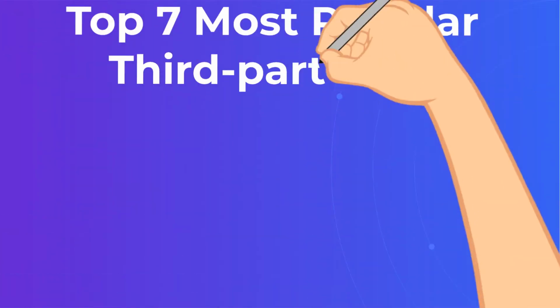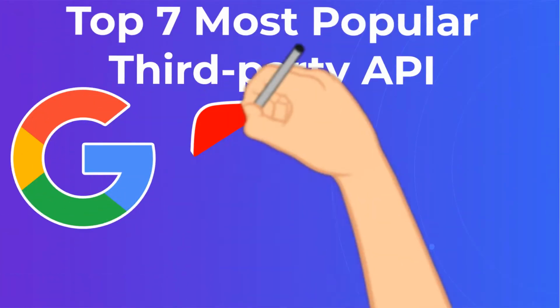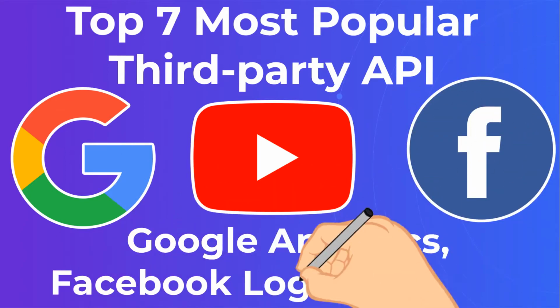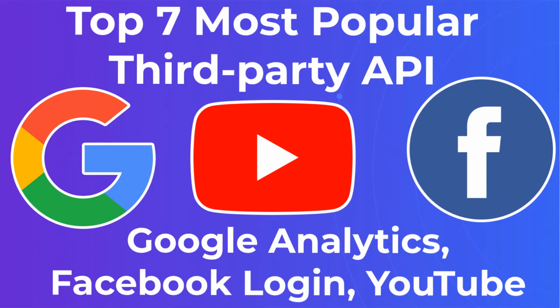Top 7 most popular third-party APIs: Google Analytics, Google Maps, Facebook Login, YouTube, Stripe and PayPal, Skyscanner, ScreenTime.